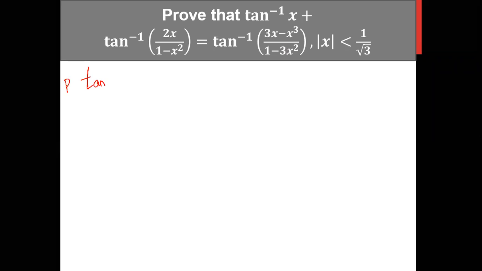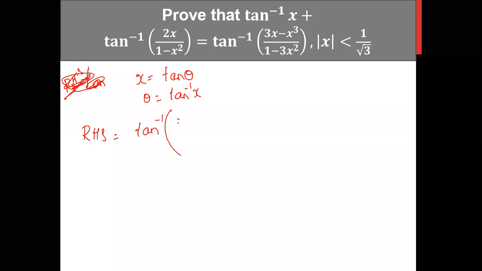Okay, in the RHS, before starting with RHS, I'll take x is equal to tan theta. Okay, x is equal to tan theta and theta is equal to tan inverse x. So now if you start with the RHS, we'll get tan inverse of 3 tan theta minus tan cube theta divided by 1 minus 3 tan square theta.